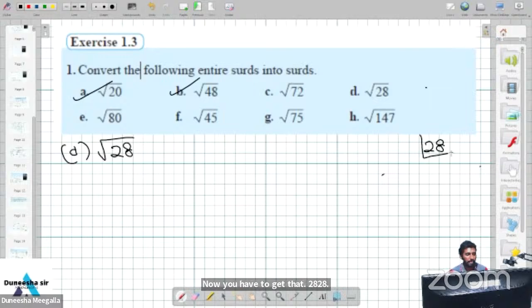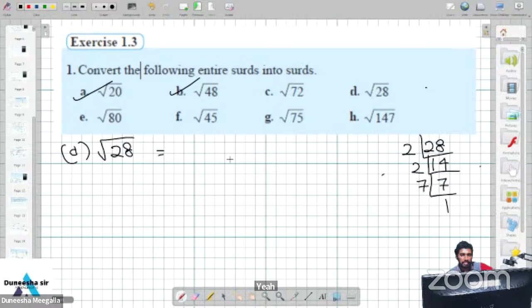28 can be divided by which number? Each number is 2, 2. What is the answer? 14. 14 divided by 7, 7. 7 divided by 7, 1. Then what is the index form mean? 2 to the power 2 into 7. Okay. 2 to the power 2 into 7.